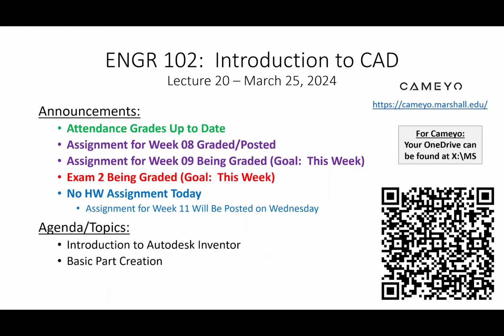The only other thing I'll mention, for those of you that are using Macs and are accessing Inventor through Cameo, again, the link is cameo.marshall.edu. The one thing that might be a little tricky is saving. If you save a file, it might be hard to find out what drive to save it to, but if you go to the X drive and go to the MS folder, that is your OneDrive. So you can save Inventor files to your OneDrive account in that directory. Those of you that have Macs, again, go to the X drive, go to the MS folder, and that'll be your OneDrive. And for those of you using Cameo through Windows, it's the same process.